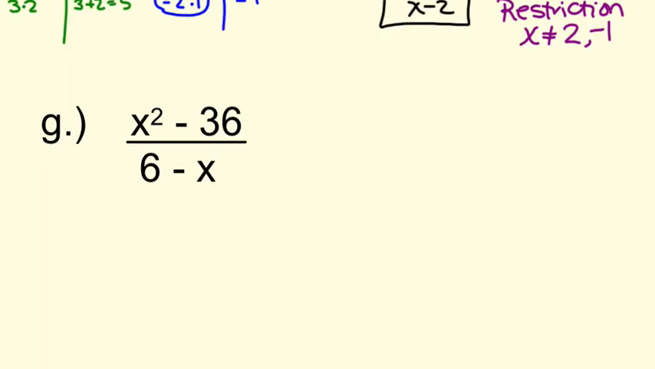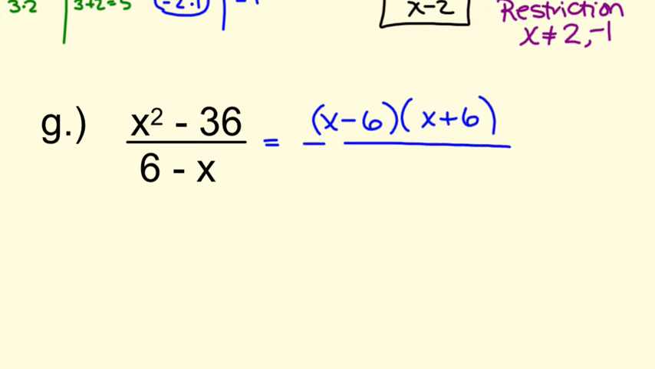Here's our last example. We want to factor the numerator. So the numerator can be factored using the difference of two squares. So it's x minus 6 and x plus 6. The denominator, we can't factor. It's just 6 minus x. Now we look for a common factor. There really isn't a common factor yet.